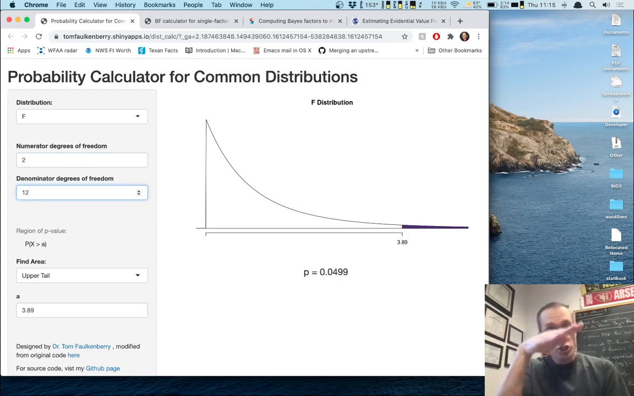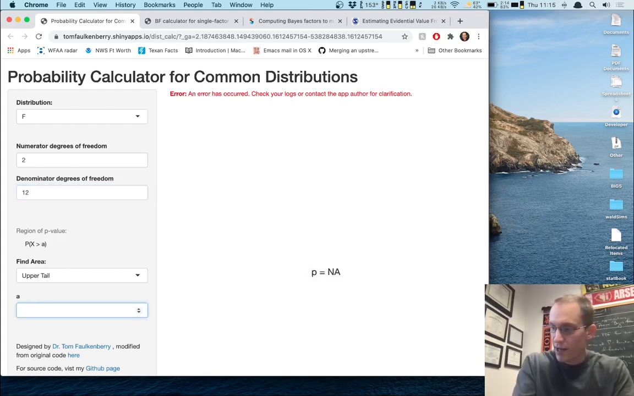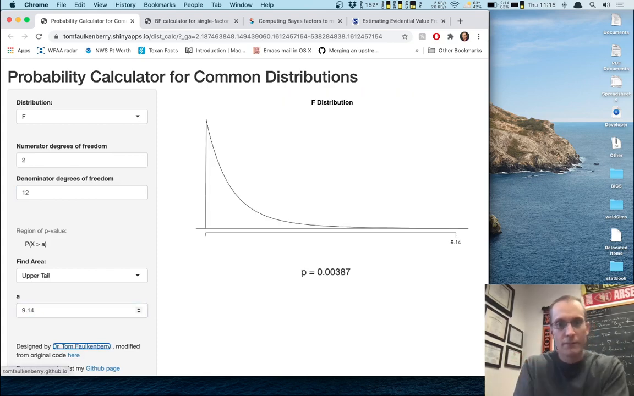Now what that does is change the shape of the F distribution, just like the degrees of freedom does for the T distribution. And then we want to find an upper tail based on 9.14. And if we do that, we get that p-value. It's very, very far out there. It's a very small p-value. I'm going to write it down, then I'll switch to the screen. It's 0.00387.